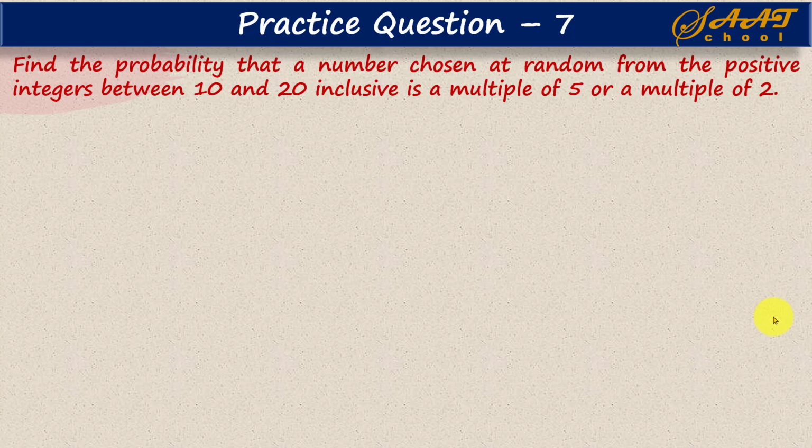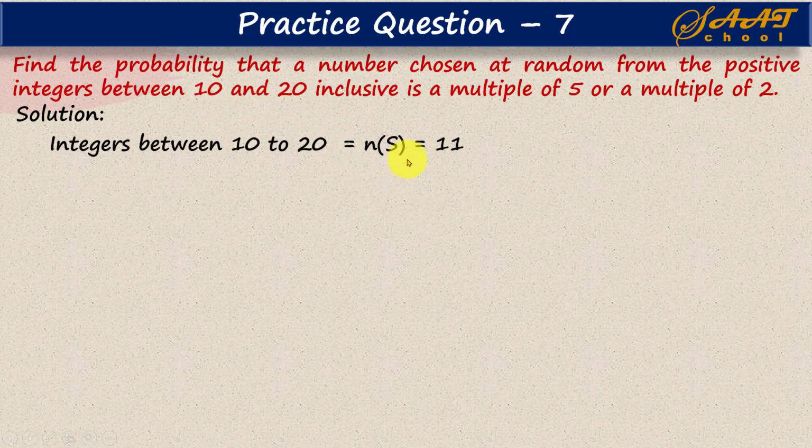This is practice question 7. The question is, find the probability that a number chosen at random from the positive integers between 10 and 20 inclusive is a multiple of 5 or a multiple of 2. We have numbers from 10 to 20. So if you count 10 to 20, n(S) will be equal to 11 because they are inclusive. Now we have n(S) as 11.